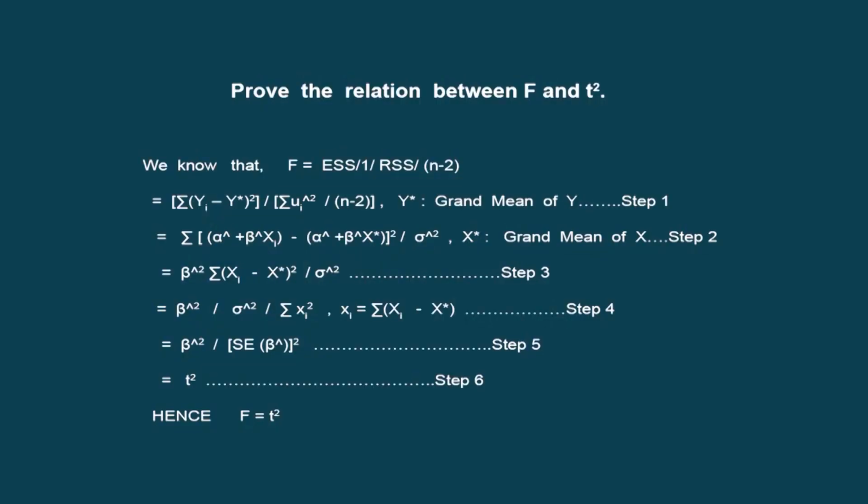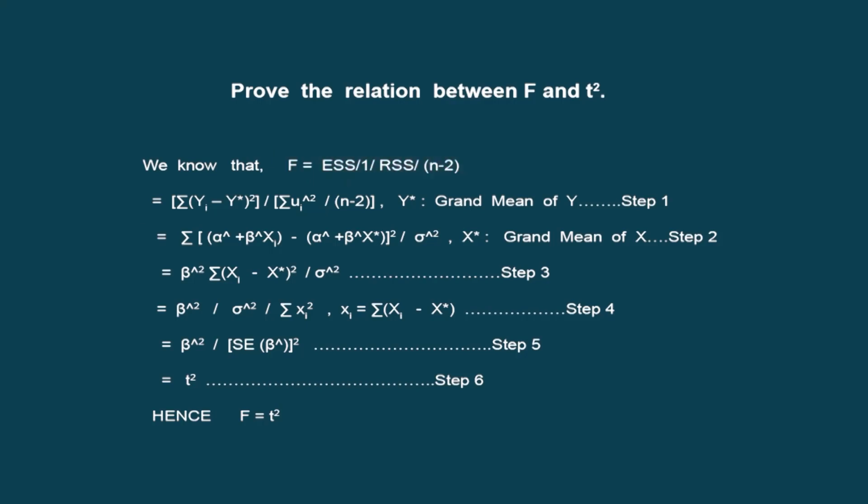As we go by the derivation, we start with basically the expression of F. So the expression of F is given by explained sum of squares divided by the respective degrees of freedom, which is 1, divided by RSS, that is residual sum of squares, divided by n minus 2. N stands for the number of observations, and minus 2 for the number of unknown parameters, alpha and beta, to be estimated in this two-variable regression model.